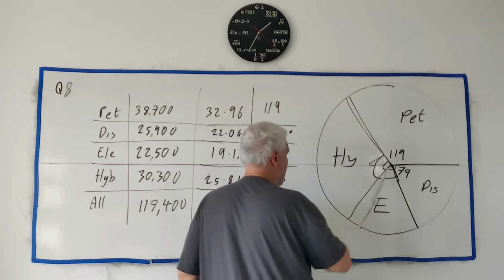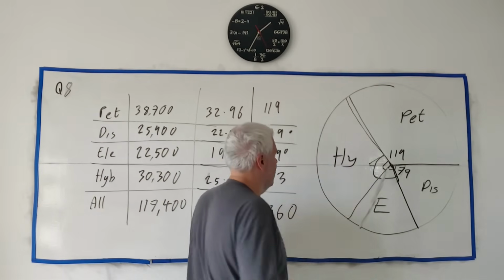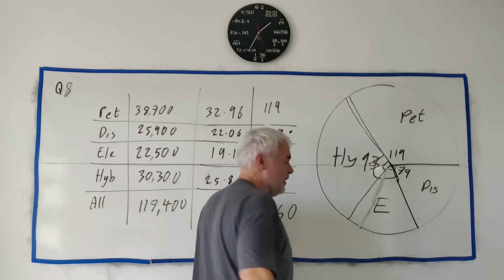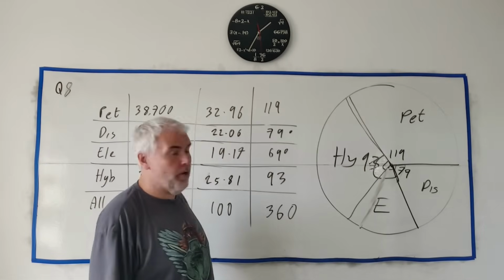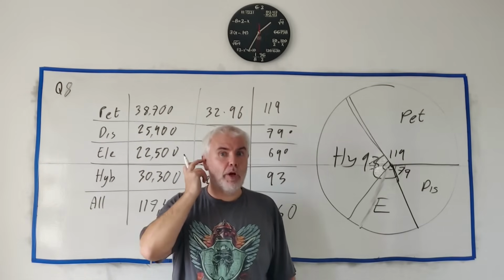This last one though is hybrid. Make sure to mark them and put in the degrees. 93 there. Okay, that's it for part A. Let me rub that out and we'll go on to B.